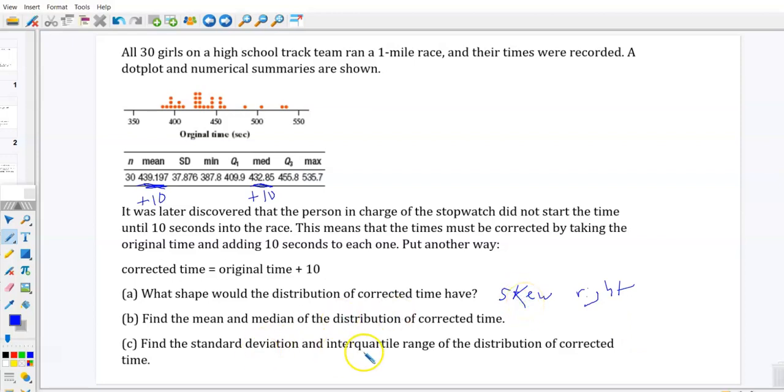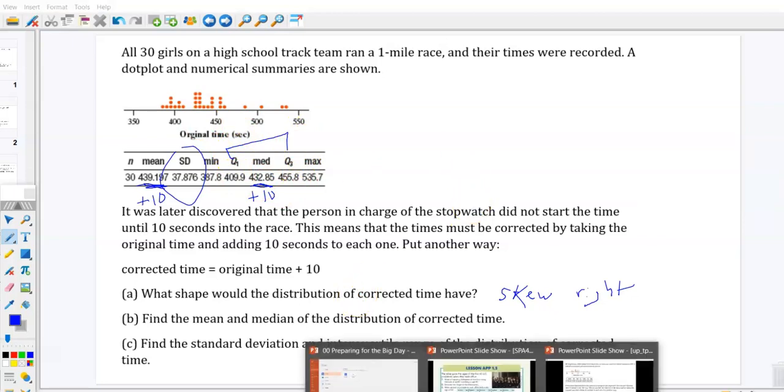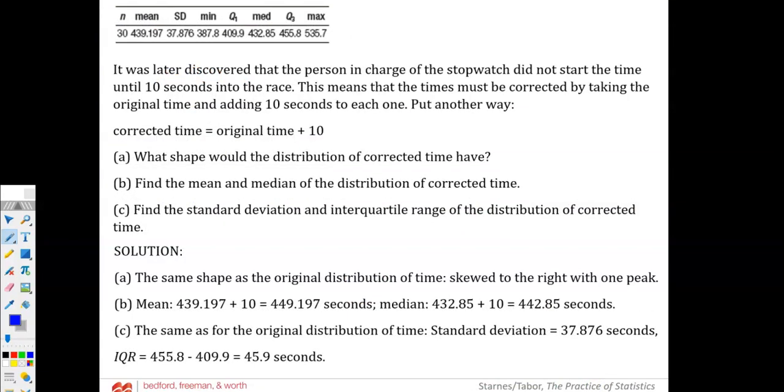And then find the standard deviation and interquartile range of the distribution of the corrected times. So how does adding a value affect the spread, which are IQR and standard deviation? It won't affect it at all. So the IQR, spread, and standard deviation would still be the same. Whatever Q3 minus Q1 is, that would be the answer for that one. Let's just see what those answers are. And there's all the work for it, written in nice sentences for you.